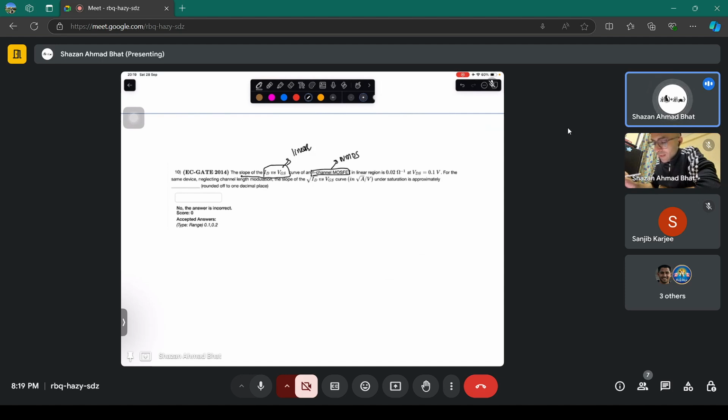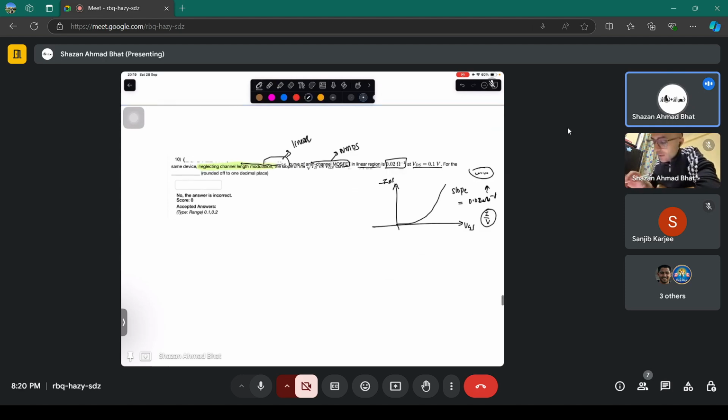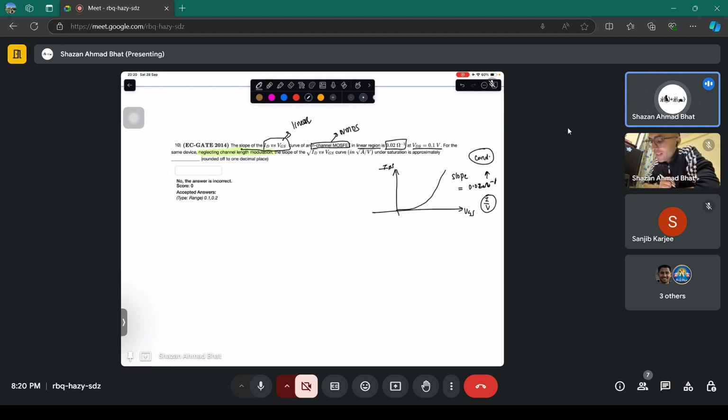So the slope in the linear region is 0.02 per ohm. That means the slope of IDS versus VGS has been given as 0.02 per ohm. Per ohm, because it's I by V, and per ohm is the unit of conductance. VDS has been given. For the same device, neglecting channel length modulation, which we discussed, the slope of square root of ID versus VGS under saturation is approximately what?